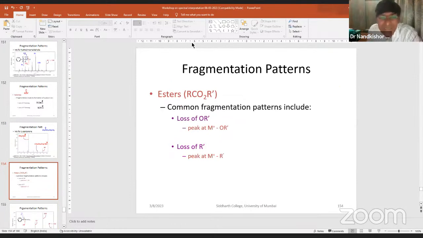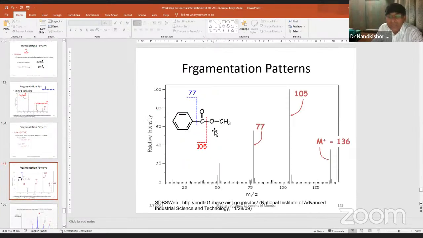Esters also show a similar thing. There is a loss of OR, that means the carbonyl group has OR, and that group will be lost. Sometimes there is a loss of R. So these are the two possible cleavages. Now look at here, this is an ester. This M plus will lose this methoxy group, so you will get 105. If this cleaves, this is a benzene ring, so there is a possibility of cleavage over here or here. So you will get prominent peaks 105, 77, and this is the M plus value.